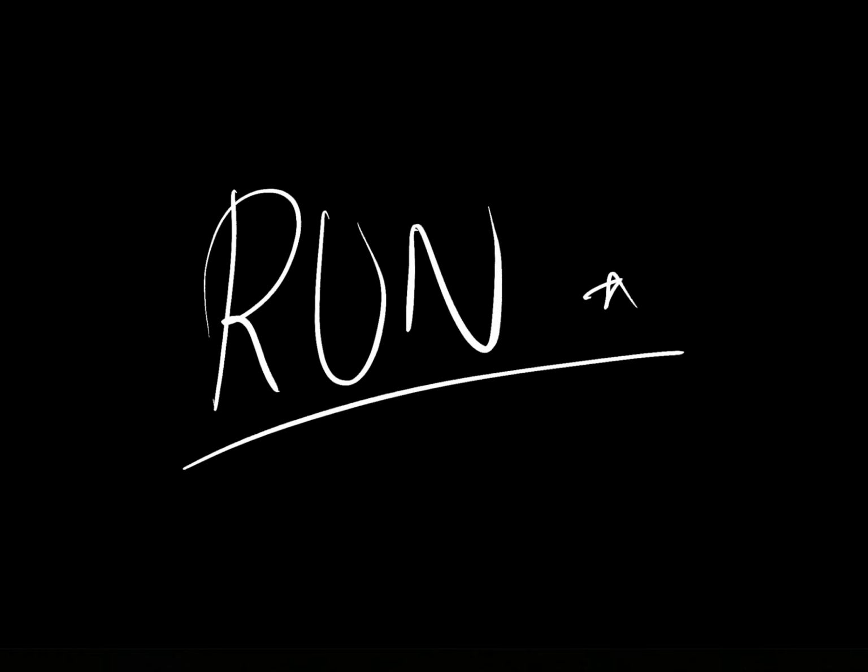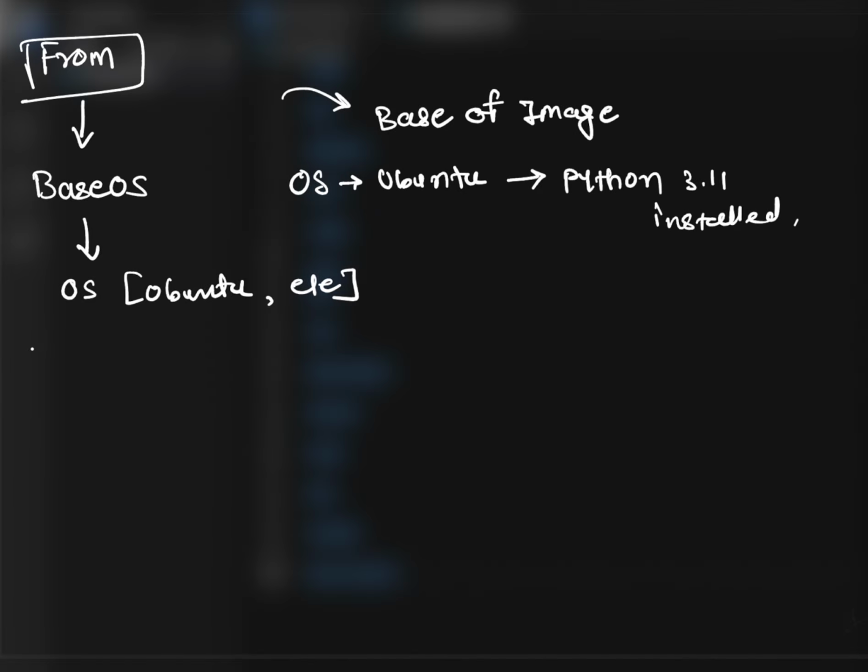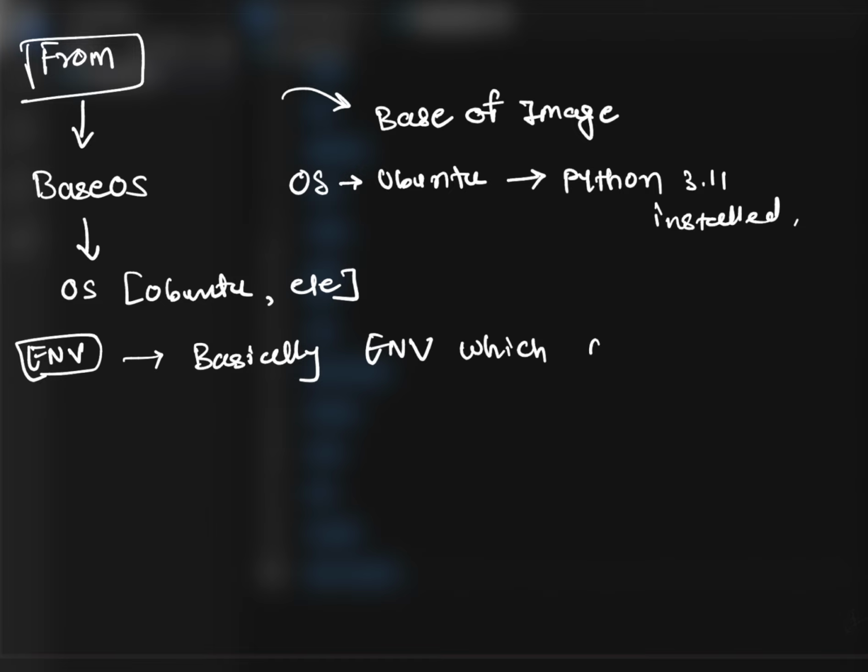So let's understand here: FROM is considered as a base OS, where we just add the base images, for example Ubuntu, and into this base image we add other packages like Python 3.0. Then you install from Python 3.11, then Slim and other kinds of images. So there are various images over there as a base image.